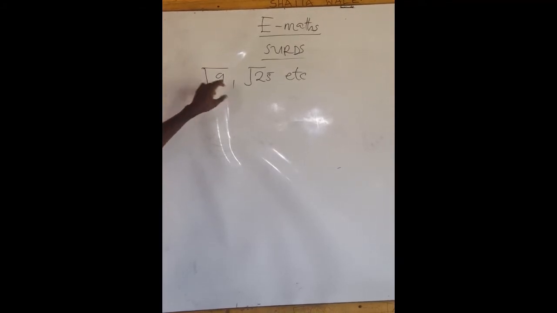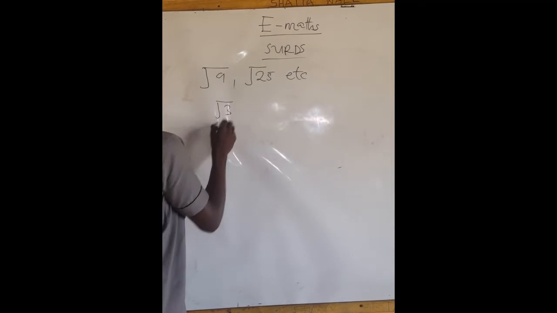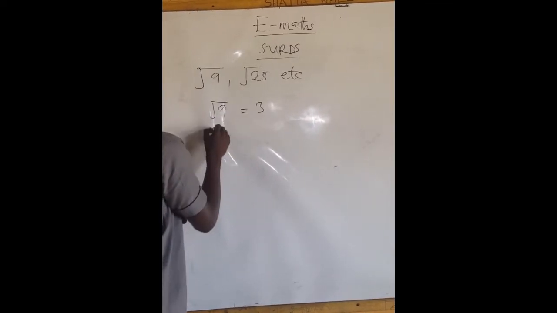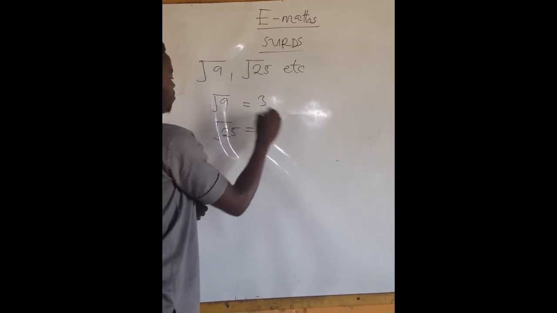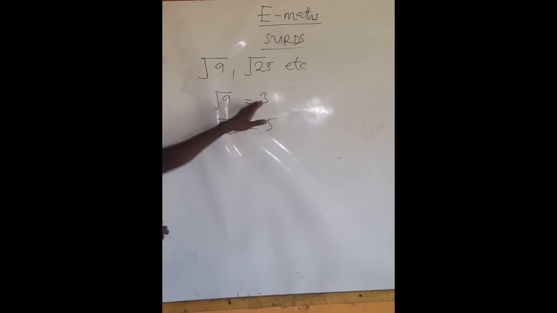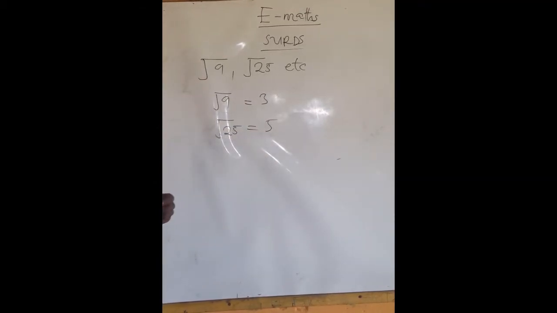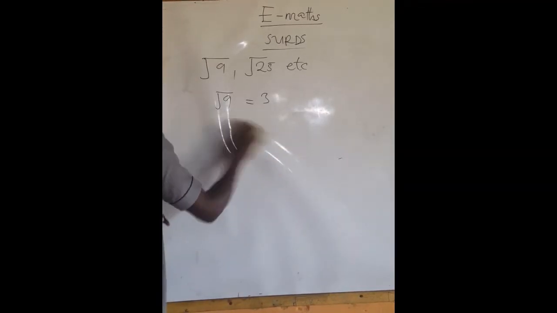So let's take root 9. Root 9 is going to give us 3. Root 25, we are going to get 5. This is because 3 squared gives us 9, and 5 squared also gives us 25.